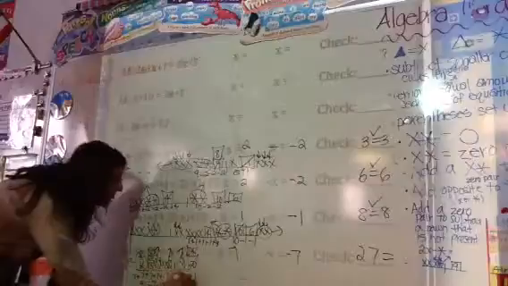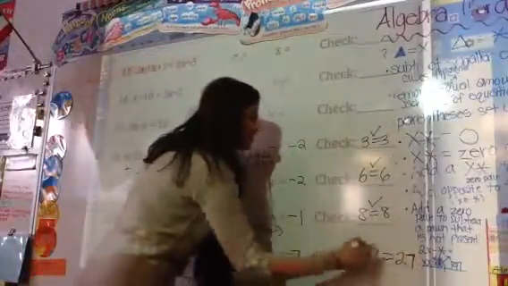Okay, and then right side, oh yay, look at us. 7 plus 20 equals 27. Check.